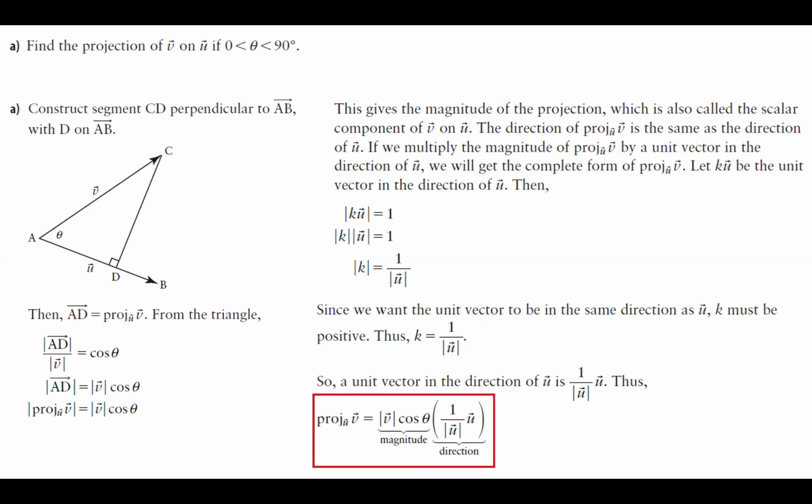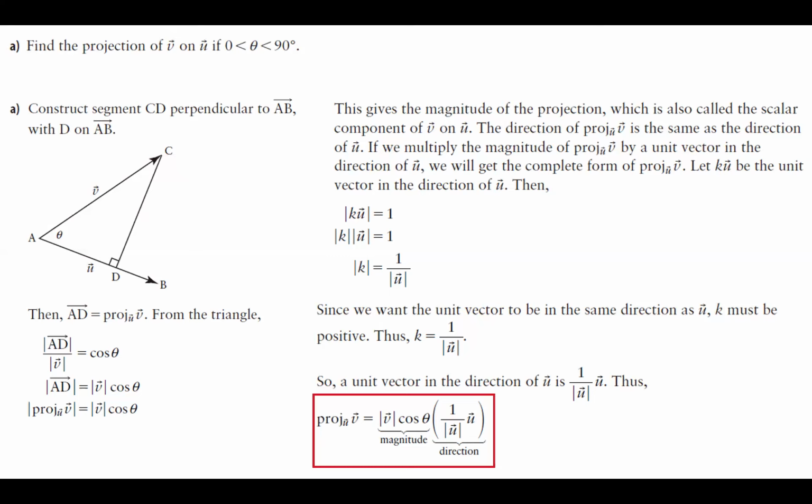So we know a unit vector in the direction of vector u is just the reciprocal of the magnitude of vector u times vector u itself. Thus, we have the following relationship. The projection of vector v on vector u equals the magnitude of vector v times cosine theta, then times the unit vector in the direction of vector u.